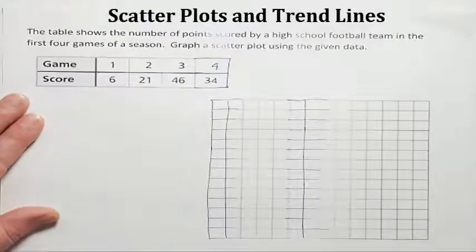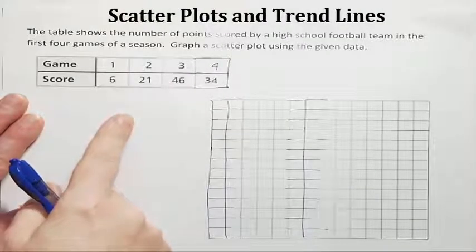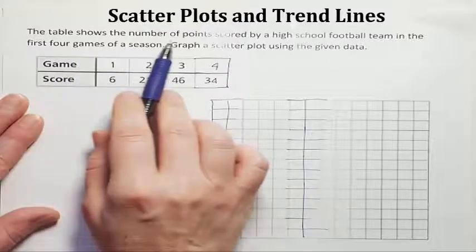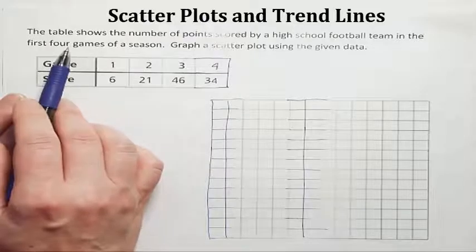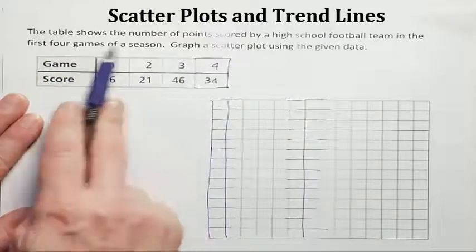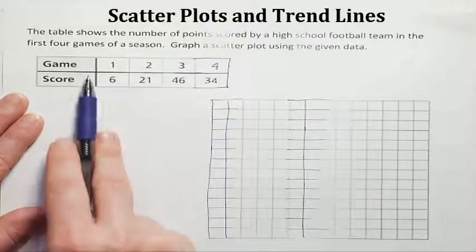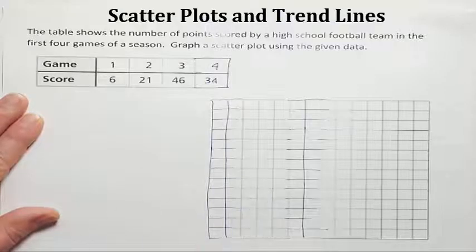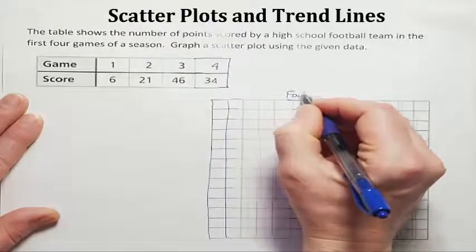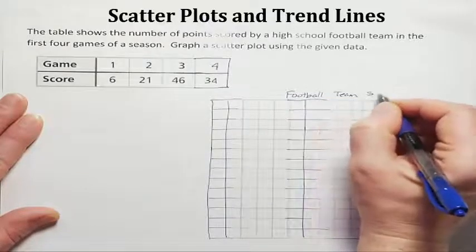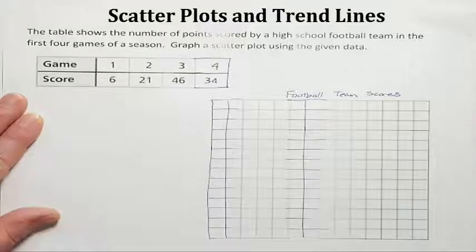Our next example, we're asked again to make a scatter plot, but this time the table shows the number of points scored by a high school football team in their first 4 games of the season. So here's our graph that we need to make a scatter plot with. First things first, we need a label. So I'm going to label this football team scores.